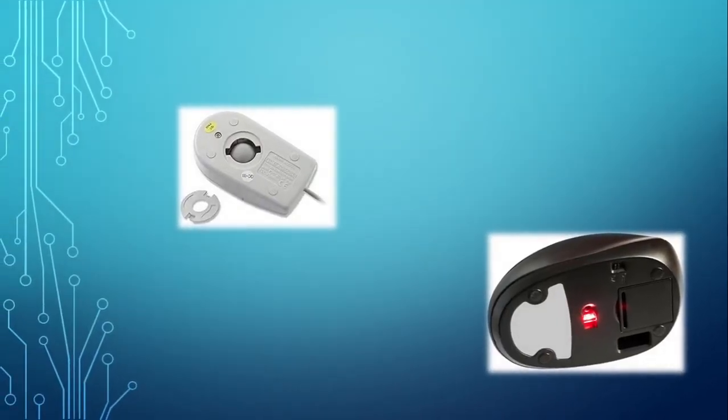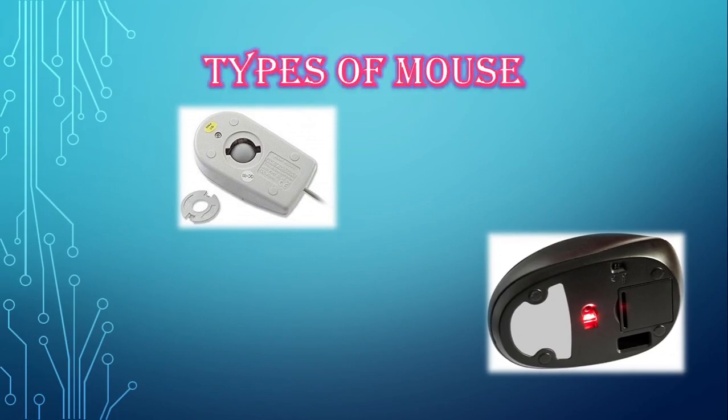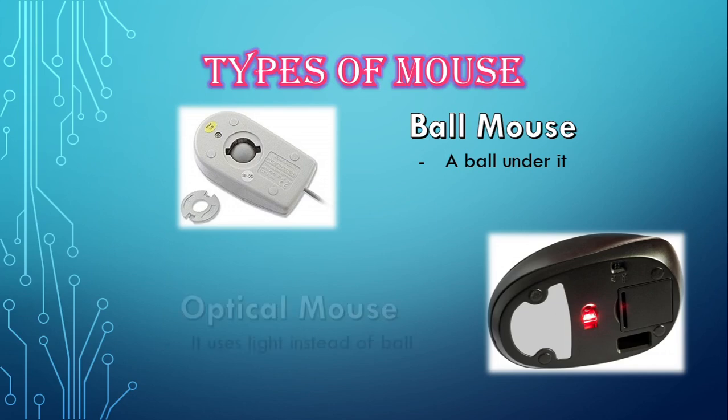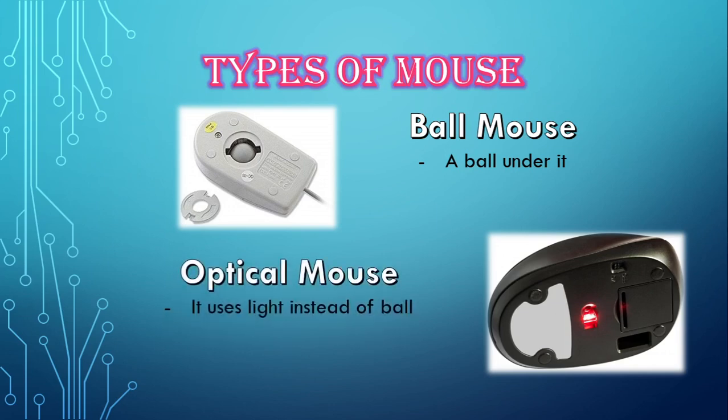Here you can see ball mouse and optical mouse. A ball mouse has a ball under it. When we move the mouse on a mouse pad, a ball moves, which moves the pointer on the screen. And the optical mouse uses a light instead of the ball. You can see the red light under the mouse. It also helps us to move the pointer on the screen.